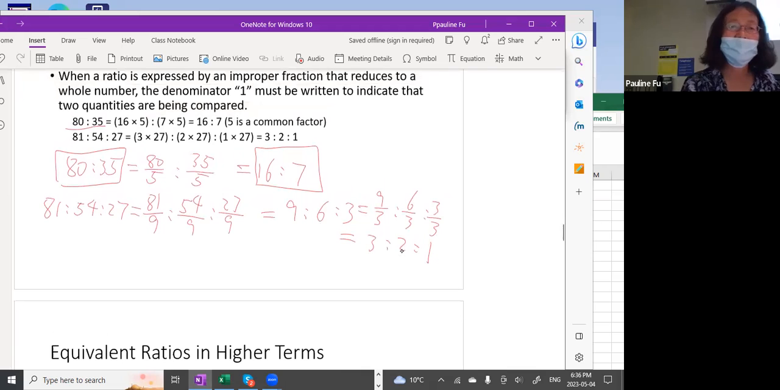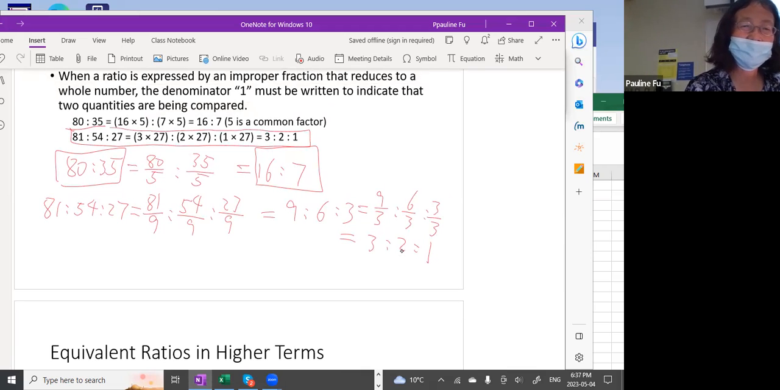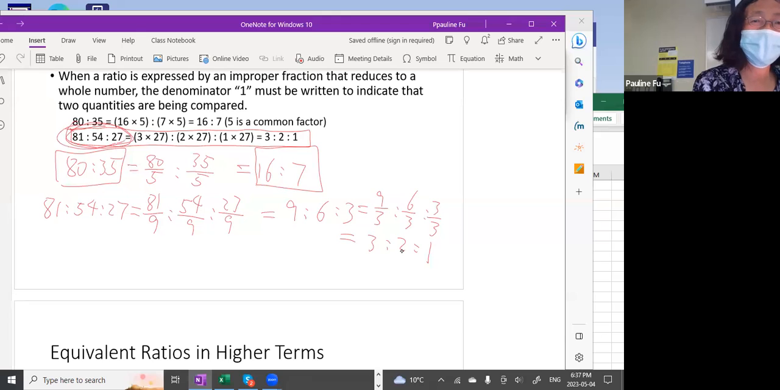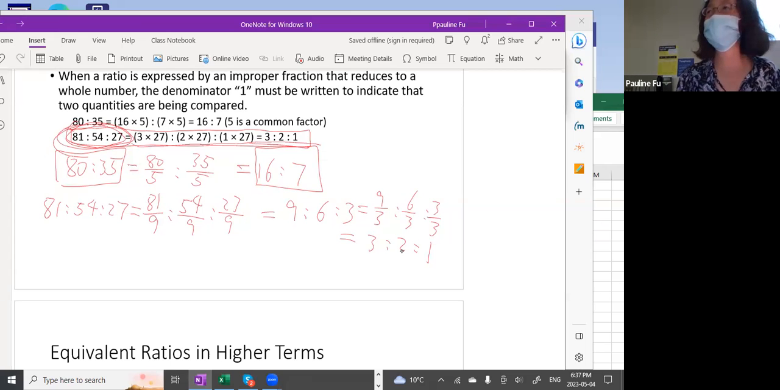This is one way. The other way you do here. If you can directly spot 27 is the common factor of all these 3 numbers, you do this way. So many ways to do it. Questions?